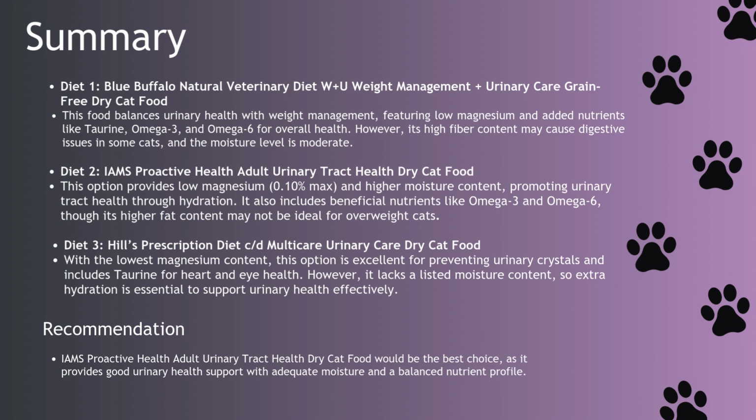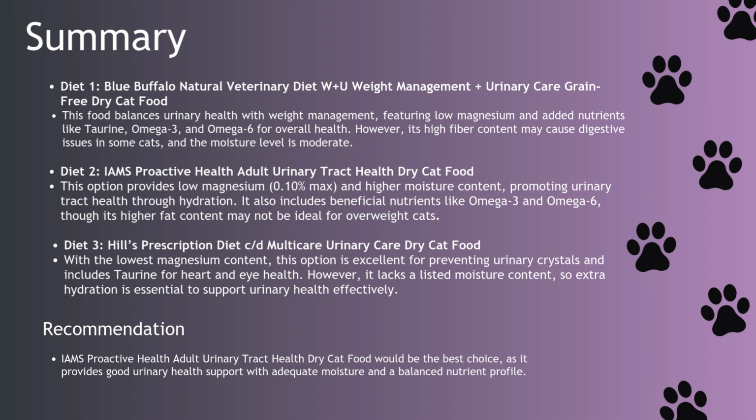Diet 3 is the Hill's Prescription Diet. With the lowest magnesium content, this option is excellent for preventing urinary crystals and includes taurine for heart and eye health. However, it lacks the listed moisture content, so extra hydration is essential to support urinary health effectively.